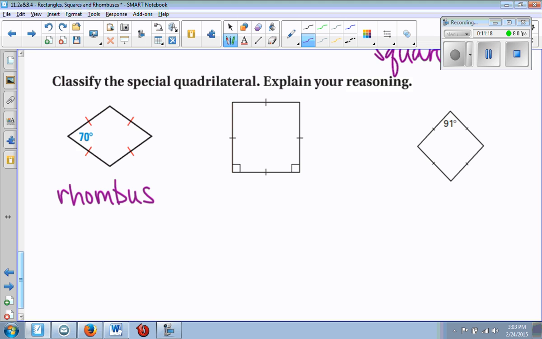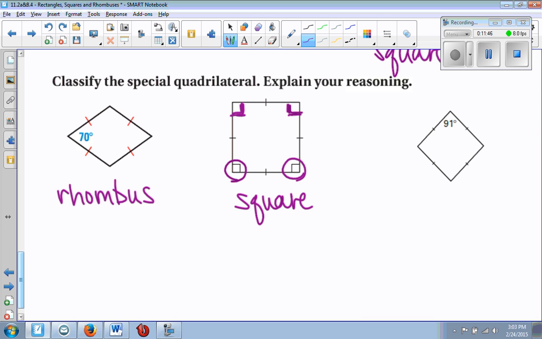In the next picture, I've got a 4-sided figure with 4 congruent sides, and I have a couple of right angles, which means that this has to be a parallelogram. I know that consecutive angles in a parallelogram have to be supplementary, and I also know opposite angles in a parallelogram have to be congruent, meaning that this has not only 4 congruent sides, but it also has 4 right angles.